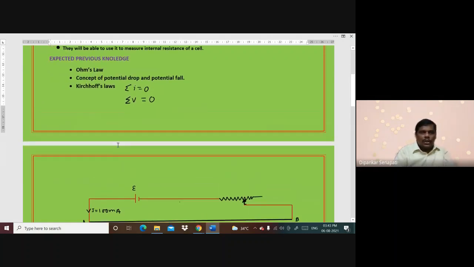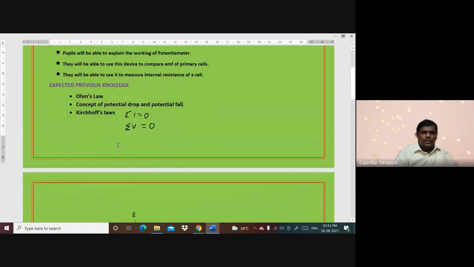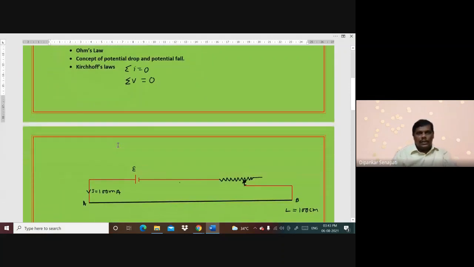So to start with the potentiometer, it actually works on two very important facts. Number one, I must say, is the potential gradient. First one is potential gradient. It works on this fact. This fact is very important for this potentiometer.